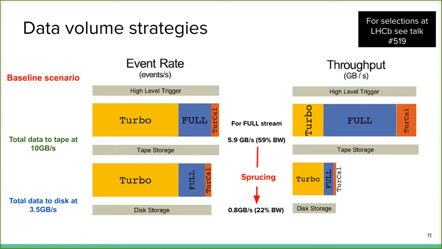So the job of the sprucing is to get the full bandwidth from 59% to tape storage, and then reduce it to 22% of the bandwidth going to disk storage. So that's the workload that the sprucing has to deal with.